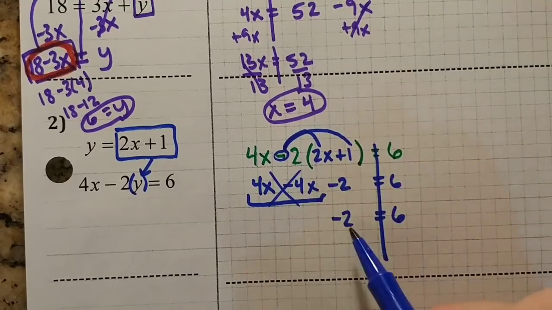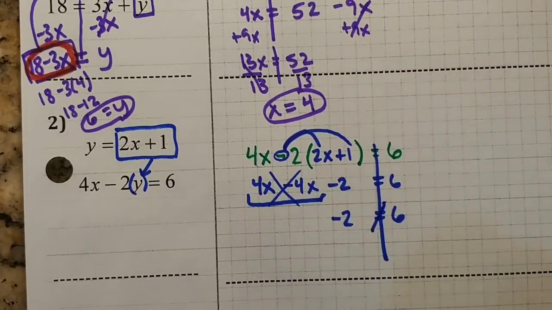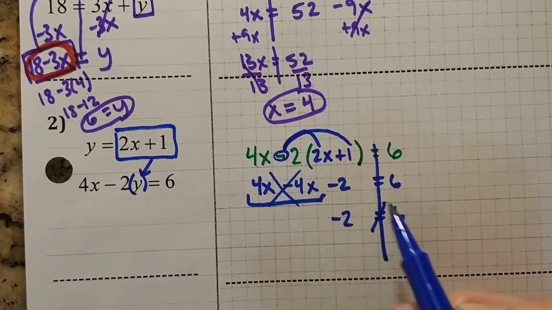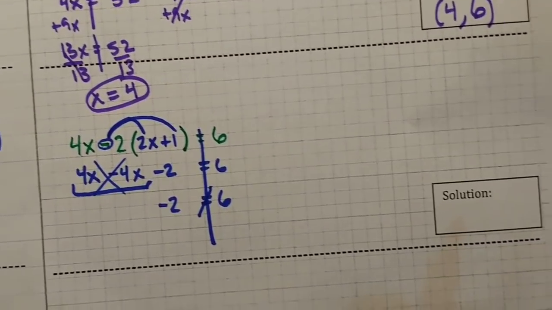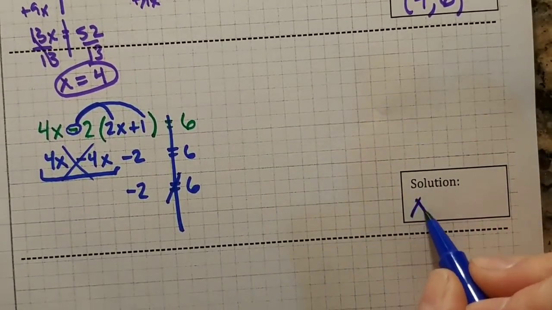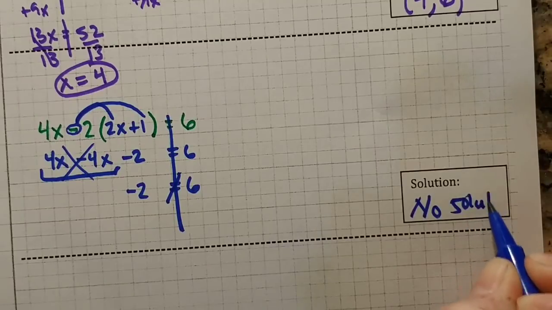Now, is it true that negative 2 is equal to 6? No, that is not true. Do you remember what that means when you solve an equation? The variable cancels out and you get a not true statement. Remember what that means? It means no solution. So here I would get no solution.